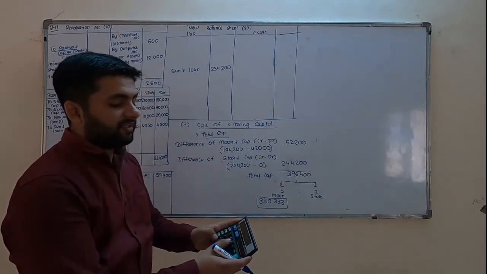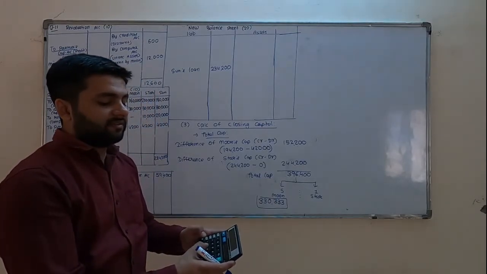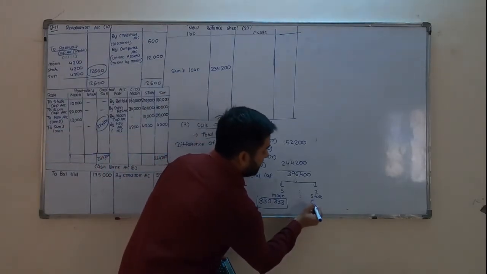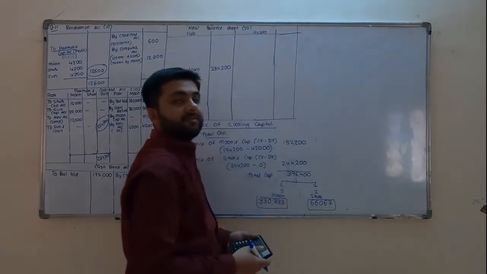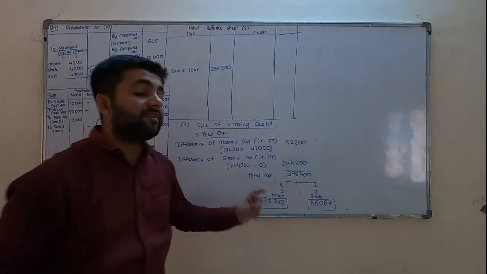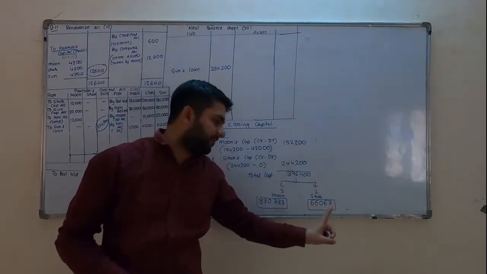So what I will do: 3,96,400 minus 3,30,333. So here I will get 66,067. And if you are doing it with your calculator, equals to 1 equals to, you will get 66,066.666. You have to round it off to 67.